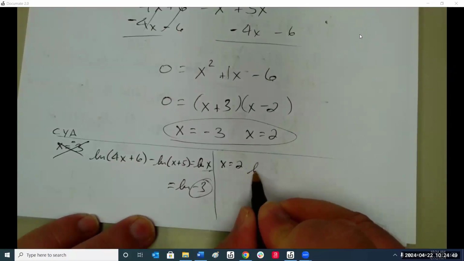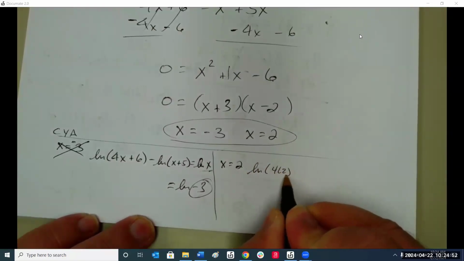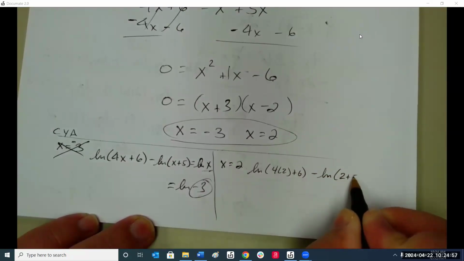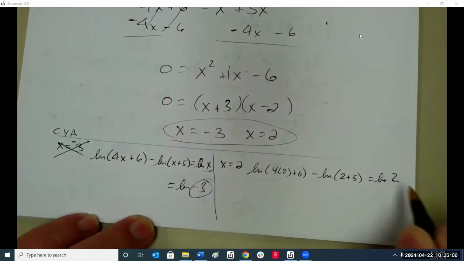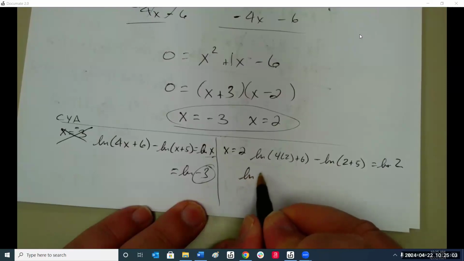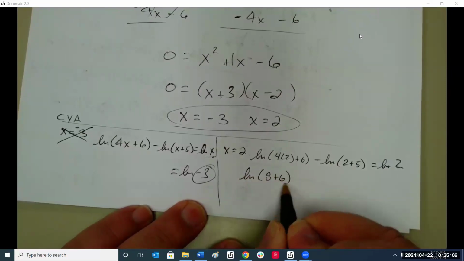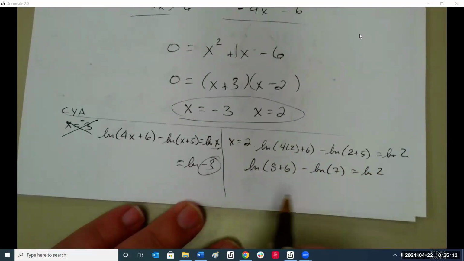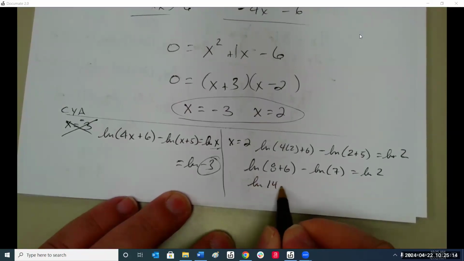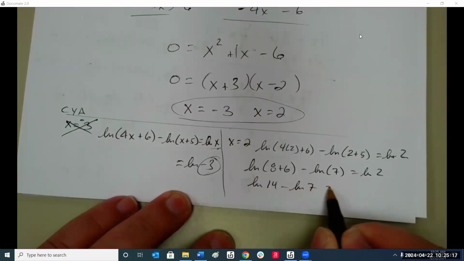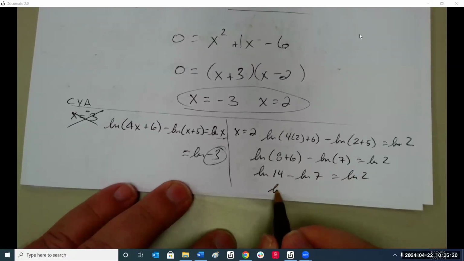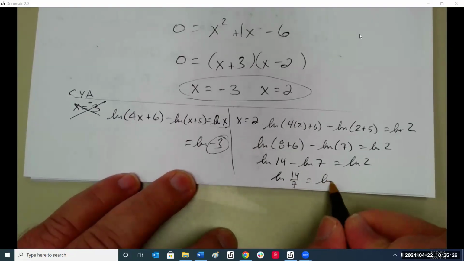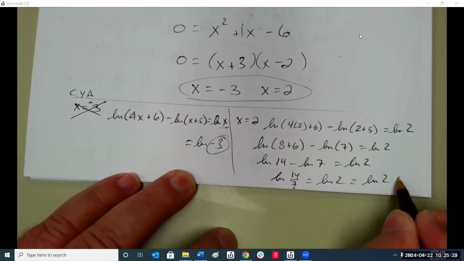But let's check the other side. Ln of 4 times 2 plus 6 minus ln of 2 plus 5 equals ln of 2. 8 plus 6. 5 plus 2 is 7. Ln of 14 minus ln of 7 equals ln of 2. Since it's a subtraction, 14 divided by 7 equals ln 2, which equals ln 2, so it works.